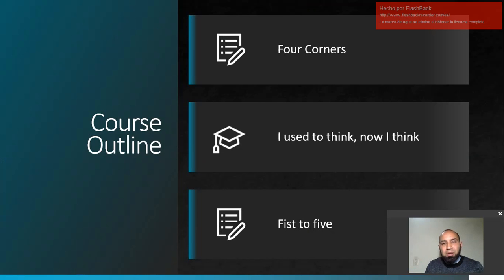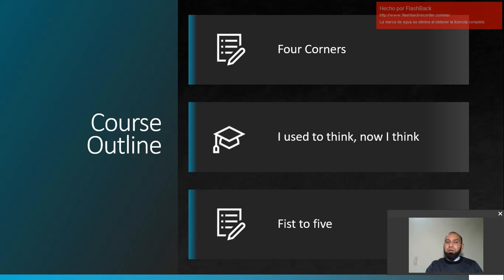As I told you, we're going to discover 3 new strategies. Maybe some of you have heard about them. The number 1 is 4 corners. The number 2 is I used to think, and now I think. And finally, we're going to continue with Fist of 5. I really want to know if you can tell me whether you have heard about them or if they're totally new for you. Have you ever heard about these 3 strategies?